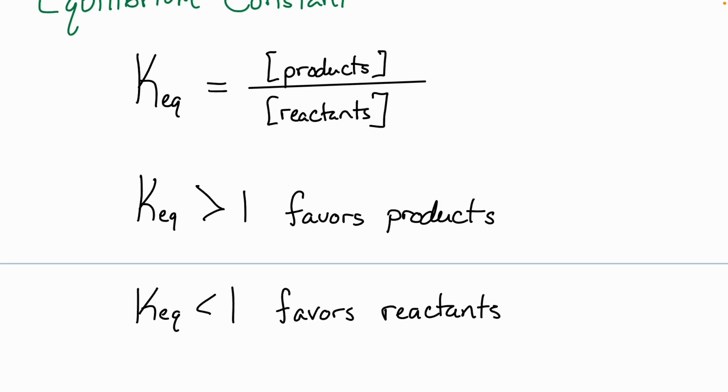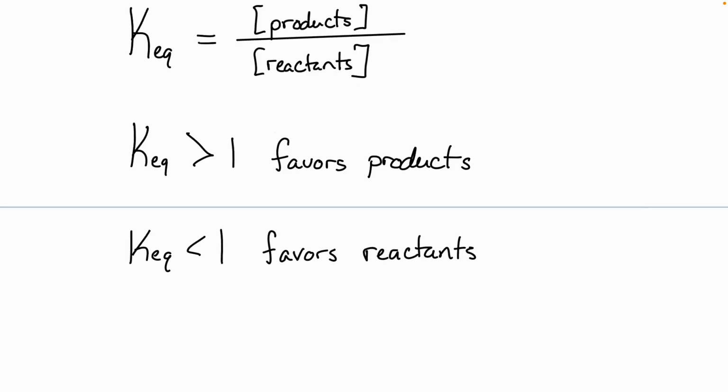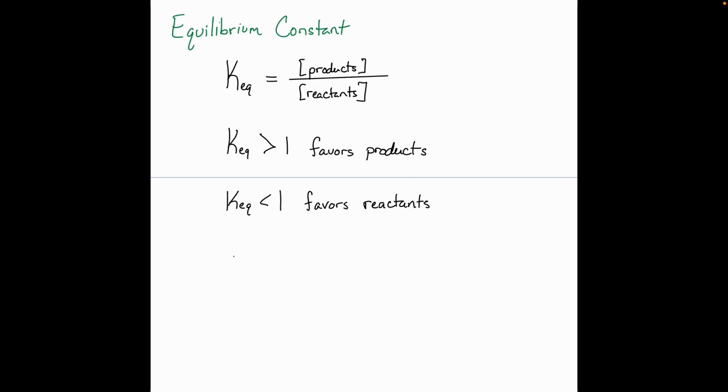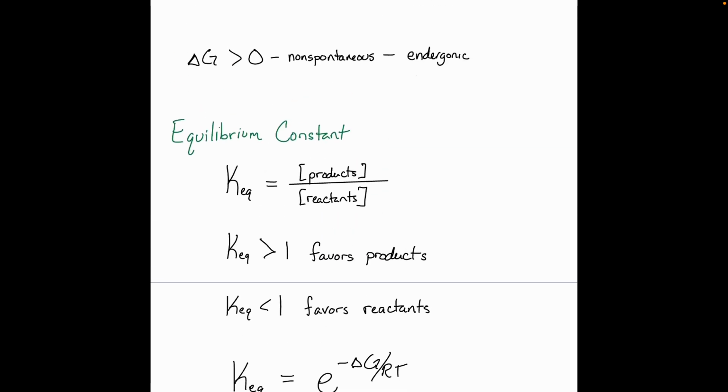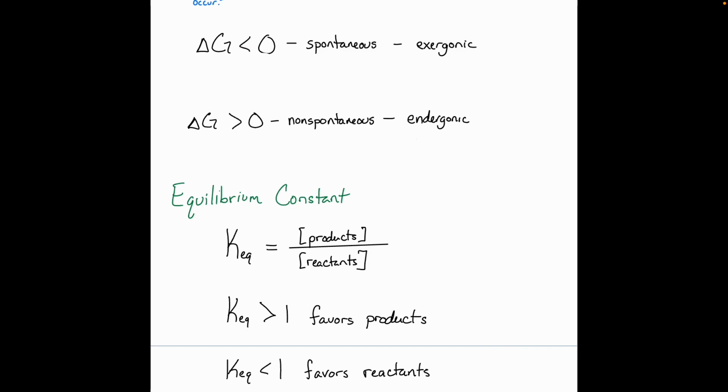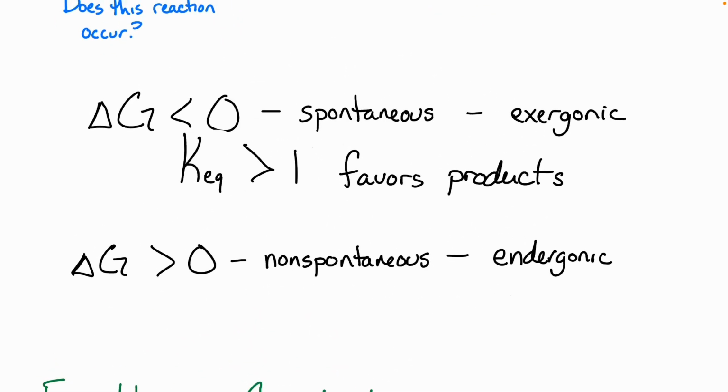Okay, and then lastly, there is this relationship between KEQ and delta G. And we don't have to do any math with this here. But basically what this is going to tell us is that if delta G is negative, then our equation here would give us a KEQ that is greater than 1, right? And a negative delta G, that's a spontaneous exergonic reaction. So that's a reaction where KEQ is greater than 1, okay?